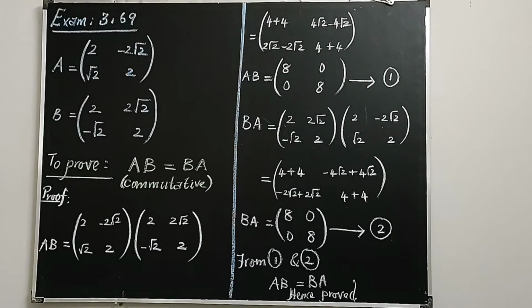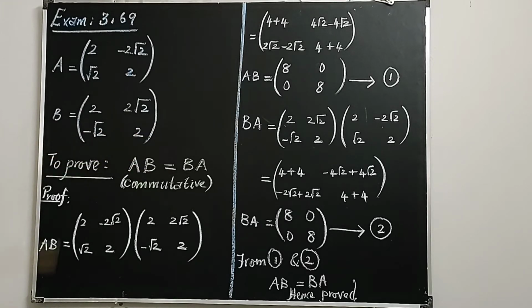Look at example 3.69. Two matrices A and B are given. We are asked to show that A and B satisfy the commutative property with respect to matrix multiplication. Commutative property is a word used for two matrices. The commutative property under matrix multiplication is AB is equal to BA. Shall we prove that? What is given? A and B, two matrices are given. And what you have to prove? The commutative property under matrix multiplication, that is AB is equal to BA.